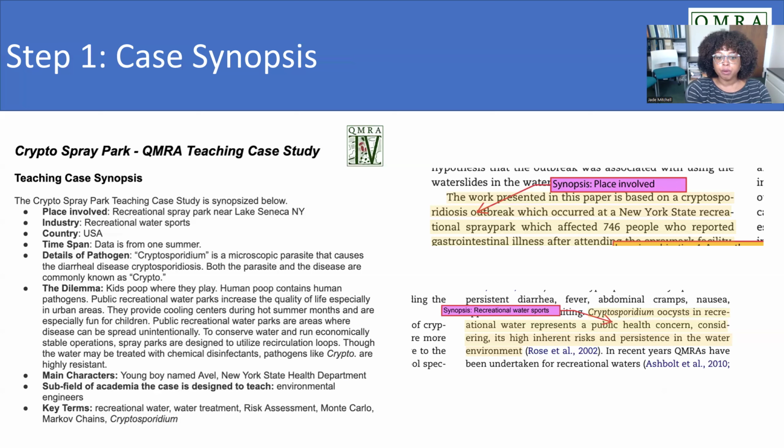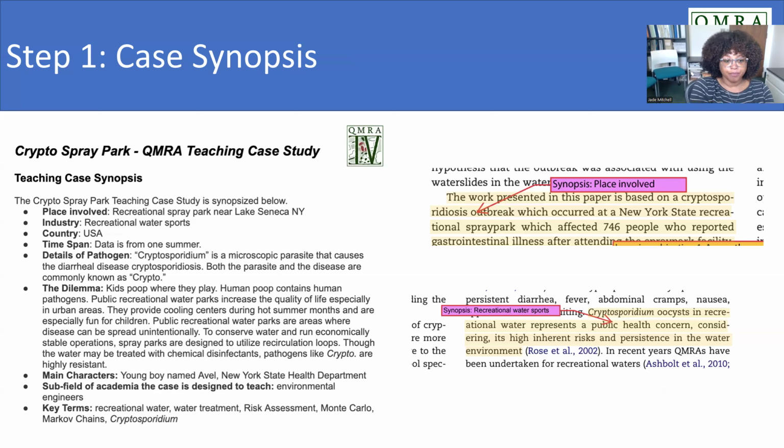We very briefly want to describe that hazard. In this case, it's a microscopic parasite that causes diarrheal disease. This is not a full hazard identification, though if that is the goal of or one of the objectives of your teaching case study, you might have students elaborate on the details of the pathogen. For this purpose, in the case synopsis, you just want to name the pathogen and the response or the adverse health outcome associated with it.